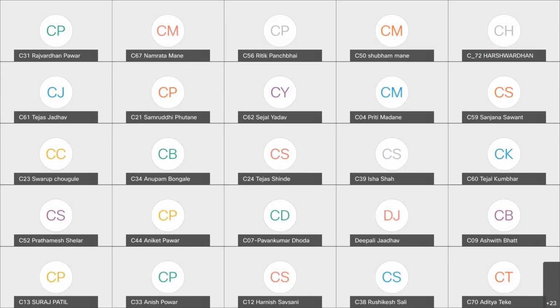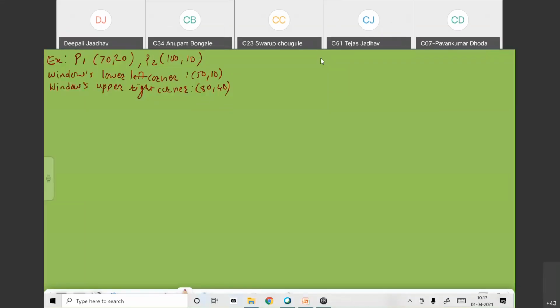Sir, we have seen one example. Now we are going to see another example with 2 points given here. Point P1 with 70, 20 as the x and y coordinates, and point P2 as 110 as the x and y coordinates. So P1, P2 are the endpoints of the line. Along with that, another thing given in the example is the lower left corner of the window, that is 50, 10, and the upper right corner of the window, that is 80, 40.